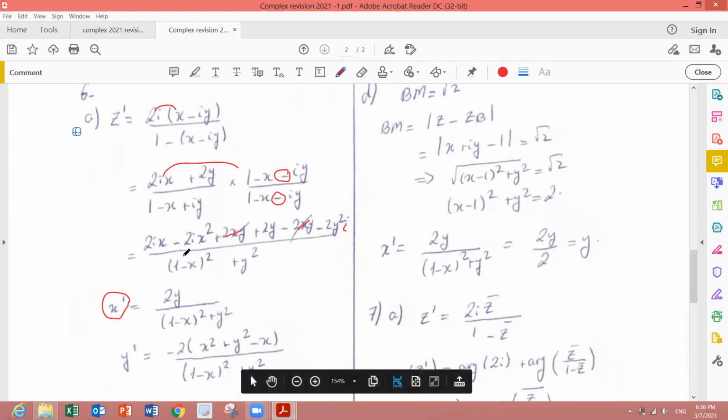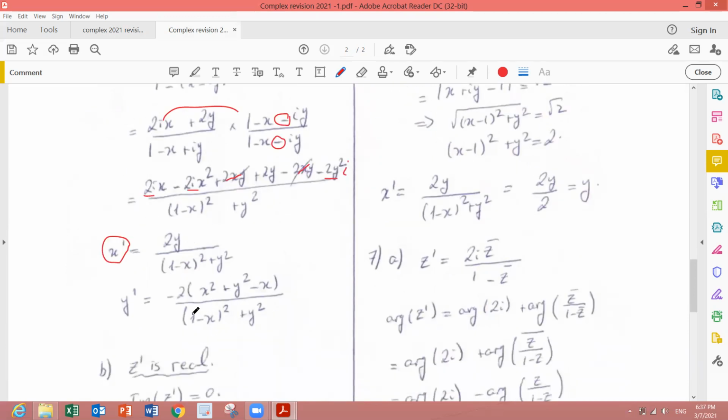y prime is the imaginary part: minus 2 into x squared plus y squared minus x. This is the imaginary part. I take minus 2 common, it remains x squared plus y squared minus x over 1 minus x squared plus y squared. This is y prime.